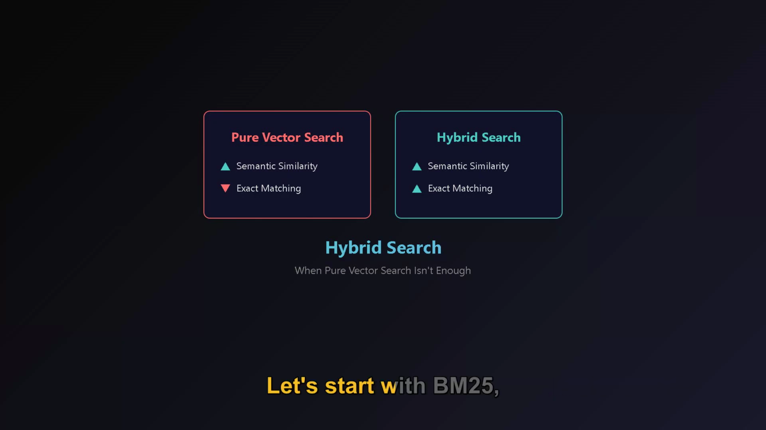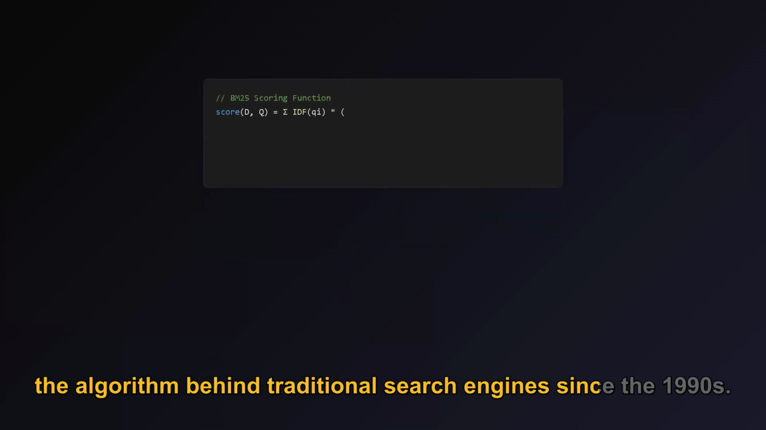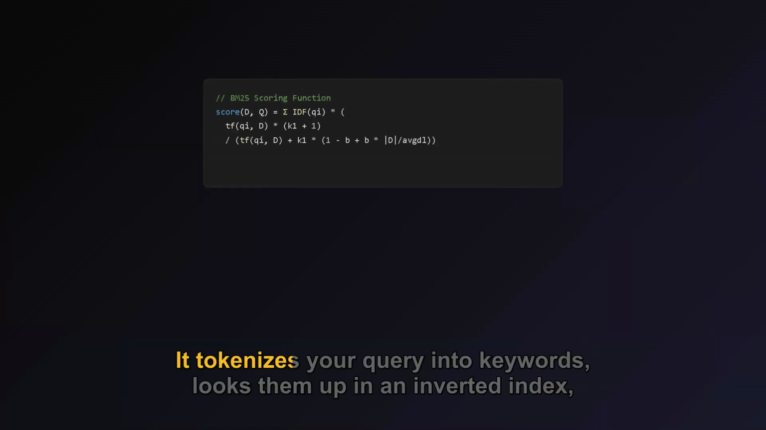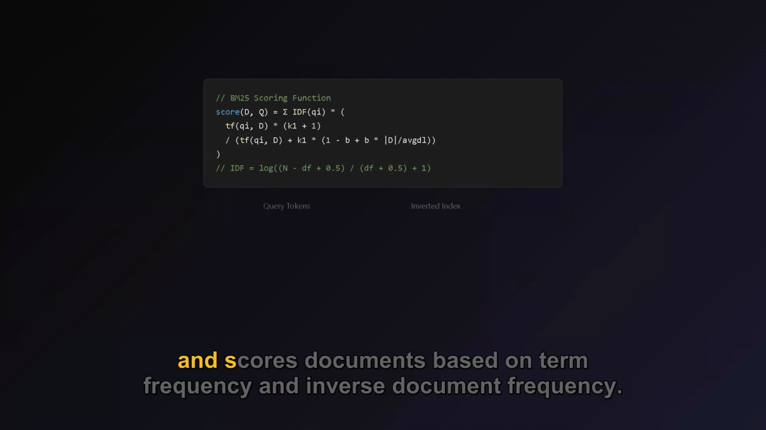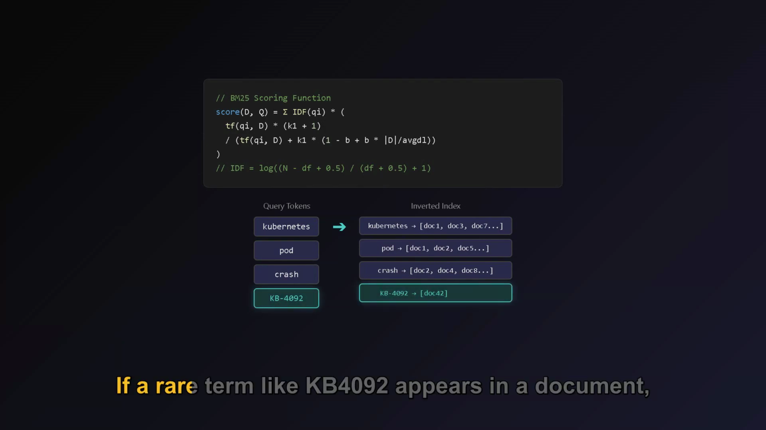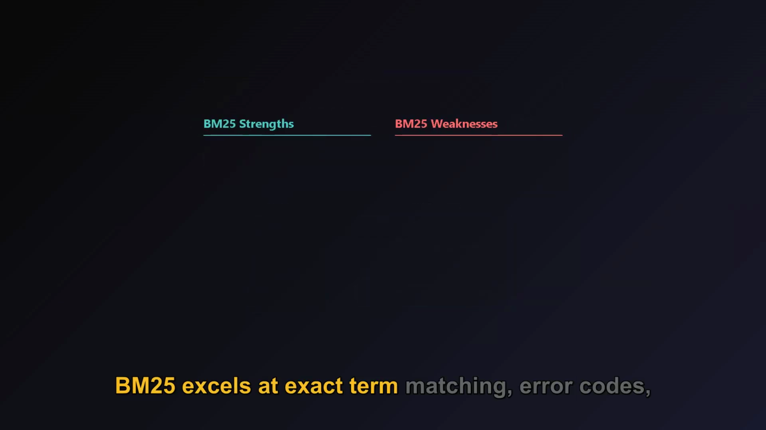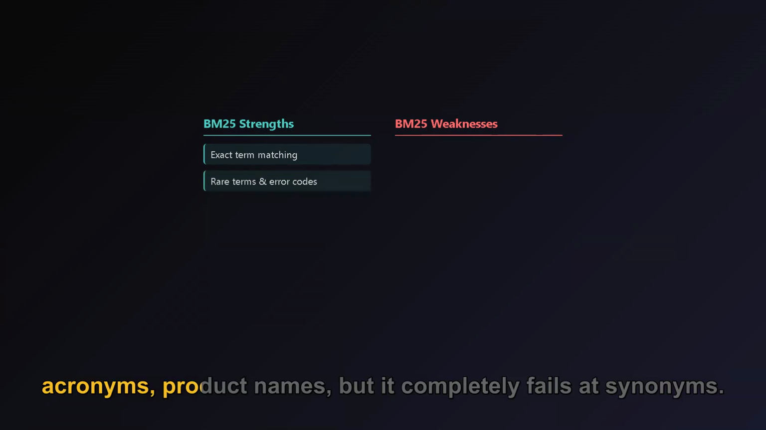Let's start with BM25, the algorithm behind traditional search engines since the 1990s. It tokenizes your query into keywords, looks them up in an inverted index, and scores documents based on term frequency and inverse document frequency. If a rare term like KB4092 appears in a document, BM25 gives it a massive score boost. BM25 excels at exact term matching, error codes, acronyms, product names, but it completely fails at synonyms.